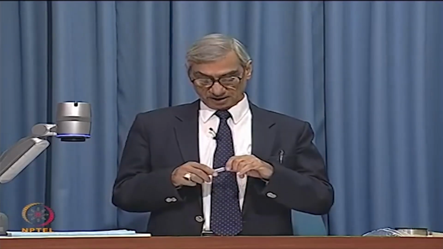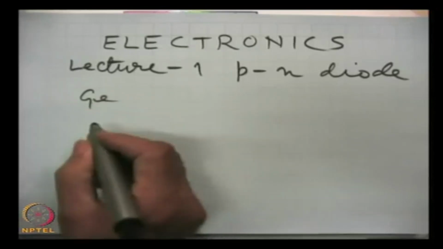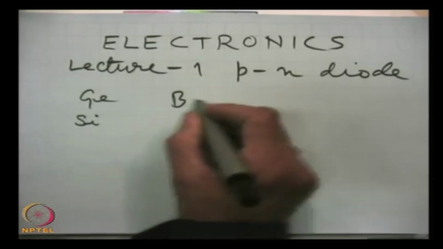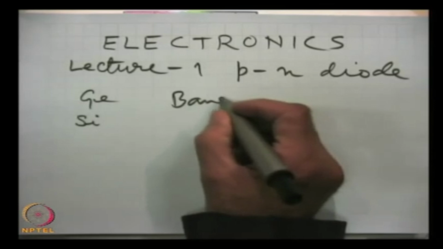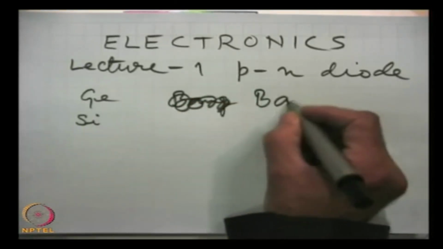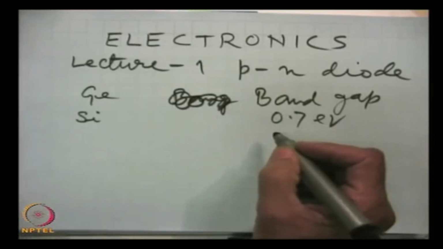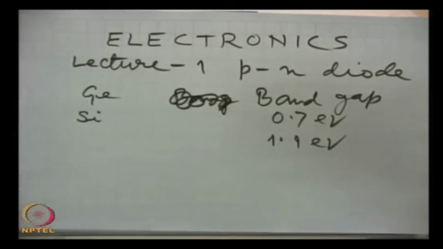Let us start with a few basics of semiconductors. As we all are familiar, there are two elemental semiconductors. One is germanium and the other is silicon. Germanium has a band gap of 0.7 electron volt and silicon has a band gap of 1.1 electron volt. Of course, there are other compound semiconductors, gallium arsenide is also there, but for you it is sufficient if I talk about germanium and silicon.